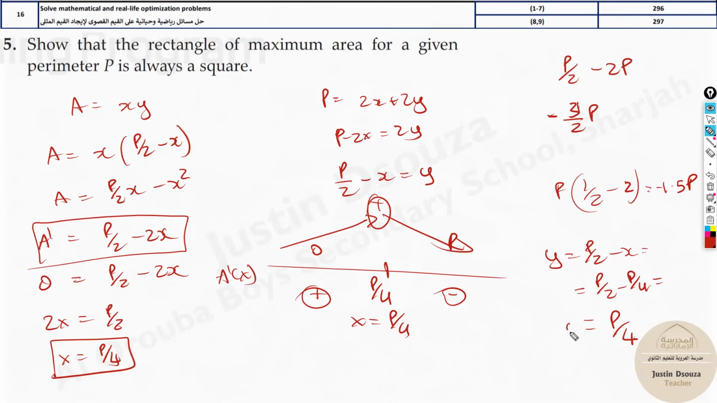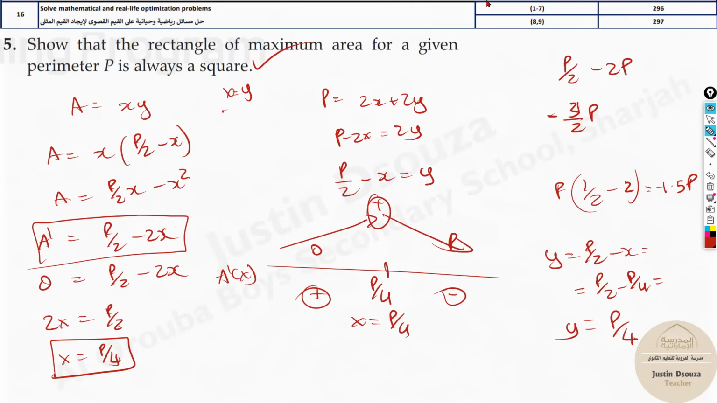Again p by 4. Here you can see x is p by 4, y is p by 4. So whenever you have to maximize the area for a given perimeter, you get the dimensions equal. So it's basically the same dimensions, as length and width is same. So it is always a square. What is a square? X and y are equal, right? In a square, we got x and y equal. So hence we can conclude it's a square.